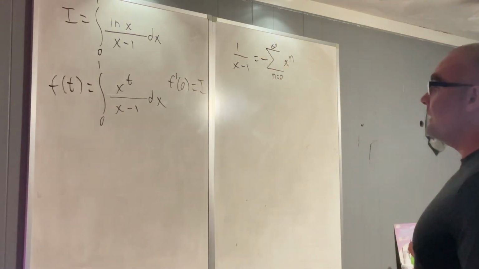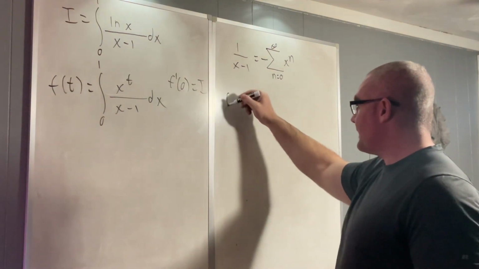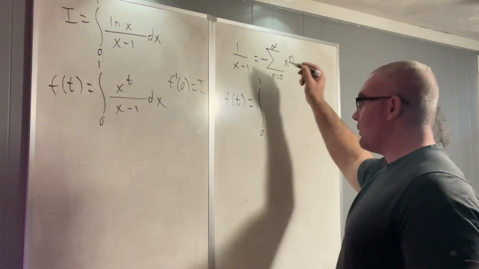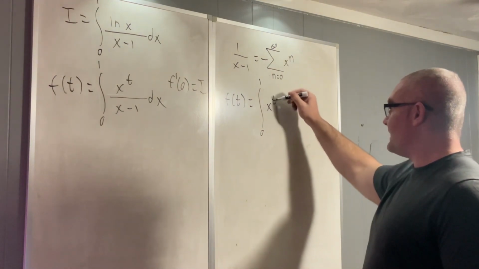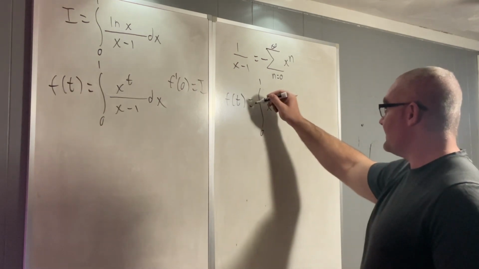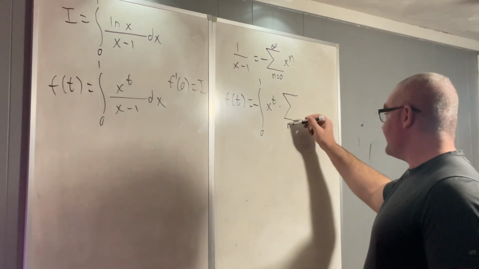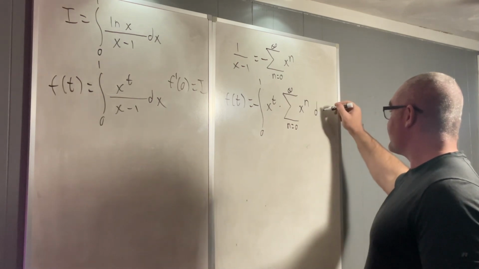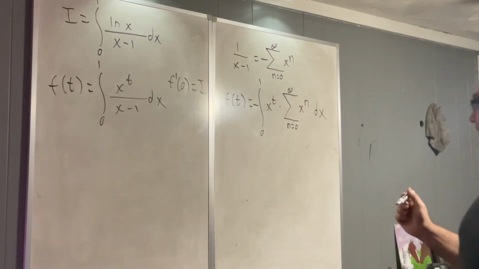All right. So let's rewrite our f of t using this. That would mean that our f of t is equal to the integral from 0 to 1 of, we're still going to have the x to the t, but then it's going to be times negative the sum as n goes from 0 to infinity of x to the n. And then, of course, we have the dx. And we're going to use Fubini's theorem on this because there won't be any problems with convergence.